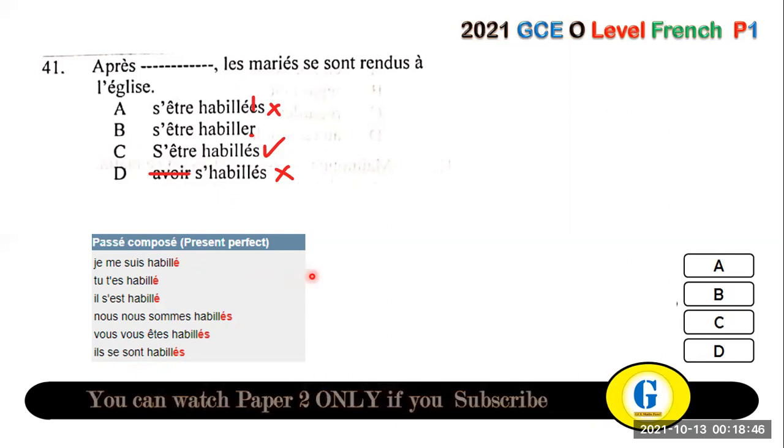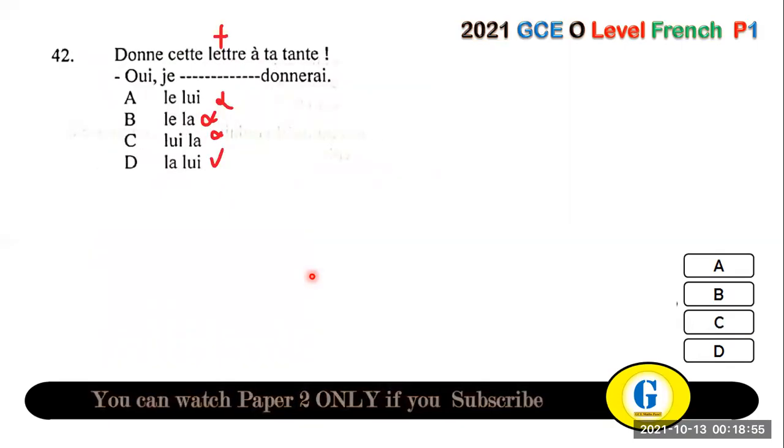Okay. So the key here is C. 42, donne-moi cette lettre à ta tante. Donne cette lettre à ta tante. Oui, je blablabla donnerai. So we use je lui donnerai.